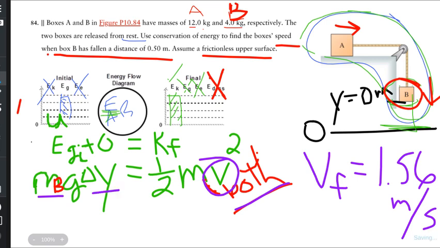We know our height of 0.5 meters. We use 9.8, just the regular old number, 9.8. We don't need to put any negative there. And then this mass right here is going to be both block A and B together, so that will be a total of 16 kilograms.